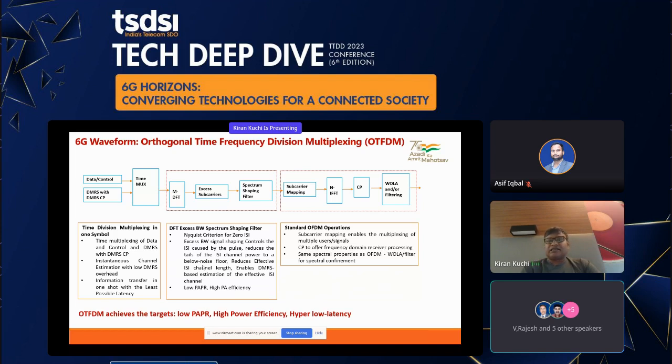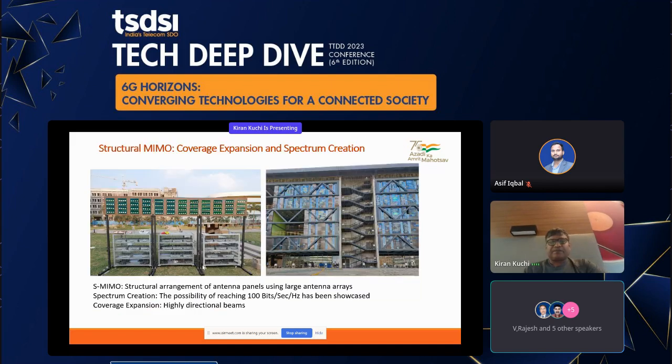So the structure is illustrated here, and the net result is that you can achieve high power efficiency, and also there is a requirement of achieving extremely low latencies in 6G, which is called hyper low latency transmission mode. Both can be achieved using this new waveform. The paper that we published has more details on the performance aspects of this waveform. Now, I talked about three ingredients. The first is a waveform.